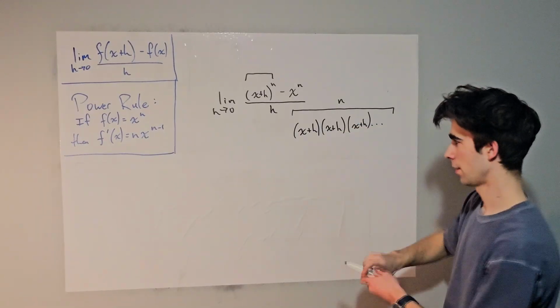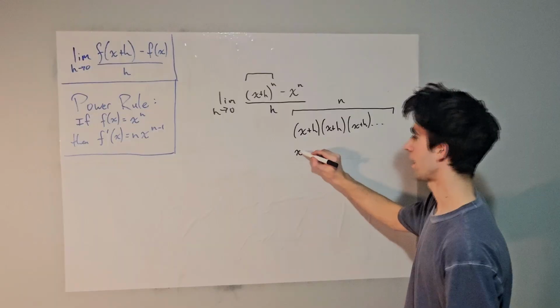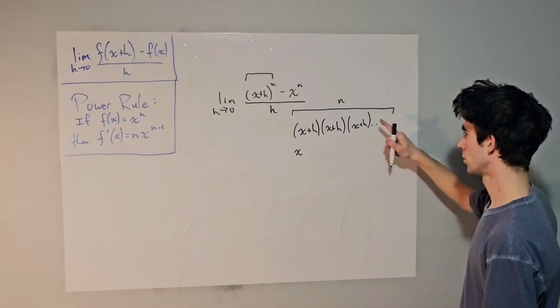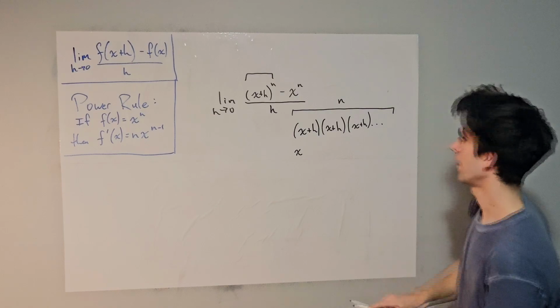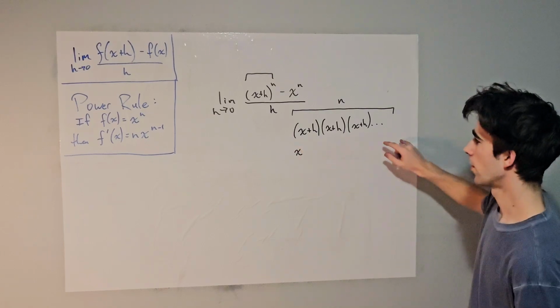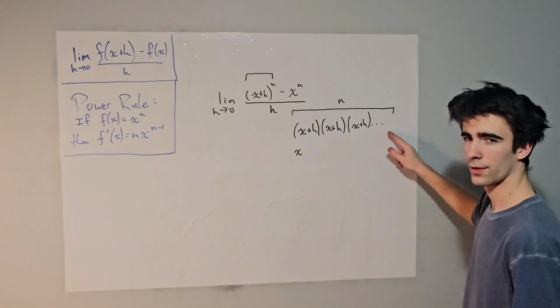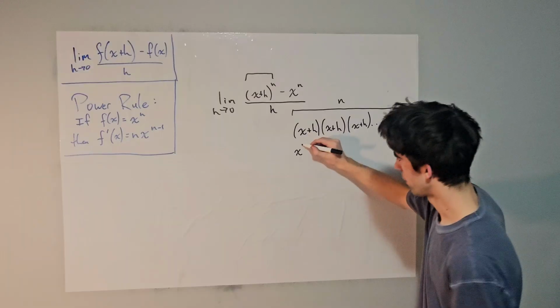Our first term is going to be all of the x's multiplied by each other. And how many of them are there going to be? Well, there should just be n of them. If we have n binomials, then when we're doing all those multiplications with the x's, it'll just be x to the n.